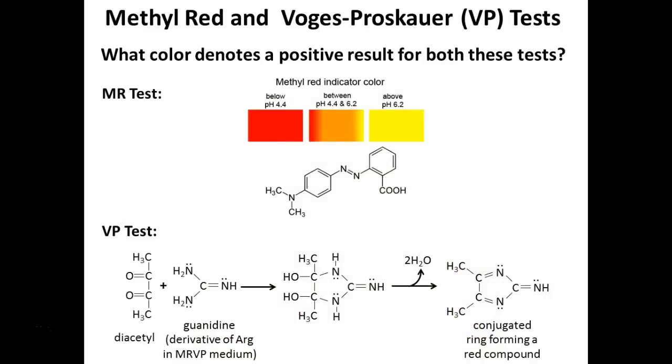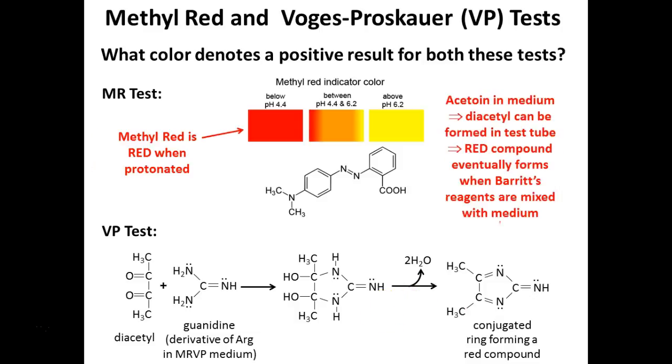So remember, it's just a pH test with the methyl red test, right? And at 4.4 or lower, it's going to stay red. In between, right, it might be kind of orangey. And then yellow above that. But this is still an acidic pH, right? And then we're actually forming this molecule that produces the red color for the VP test. So it's a chemical reaction.